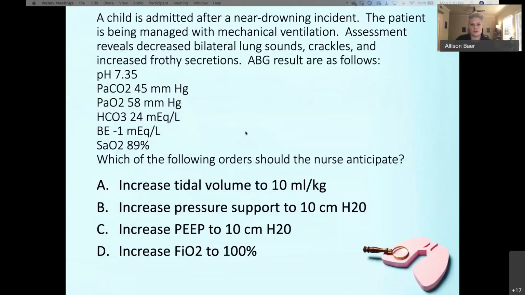Okay, a child is admitted after near drowning incident. The patient is being managed, and we'll talk a lot more about near drowning when we do multi-system review, the last one, I think. So they're on mechanical ventilation, but assessment reveals bilateral lung sounds, crackles, frothy secretions, ABGs, pH 7.35, CO2 45, PaO2 58, bicarb 24, and a base excess of -1 with a SAT of 89. So what would you anticipate?